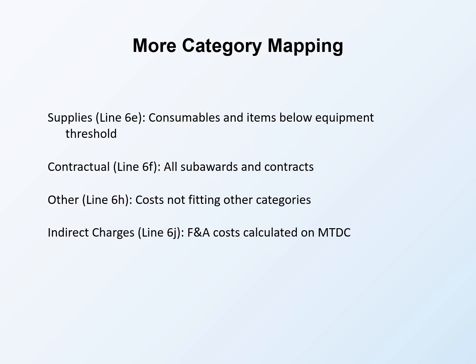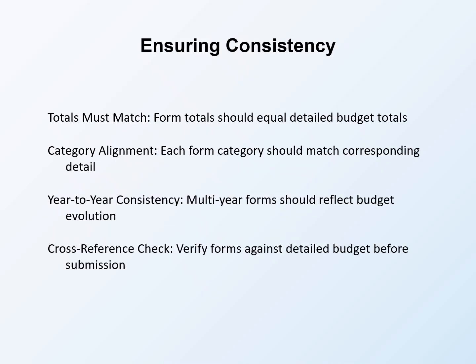Other on line 6H is for costs not fitting other categories. Participant support costs, publication costs, consultant fees if not in contractual, and miscellaneous items may belong here. Review what other programs in your agency typically include on this line. Indirect charges on line 6J shows your facilities and administrative costs. This is your indirect rate applied to the modified total direct cost base. The calculation should match what you described in your budget justification. Consistency between budget forms and your detailed budget is essential. Discrepancies create confusion and suggest careless preparation.